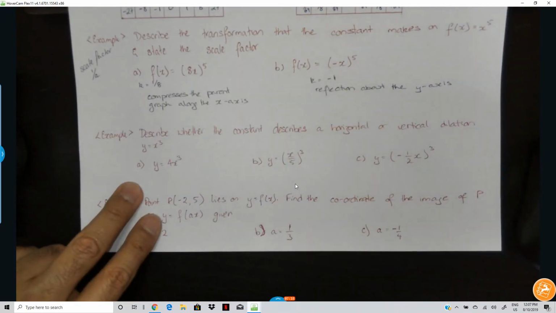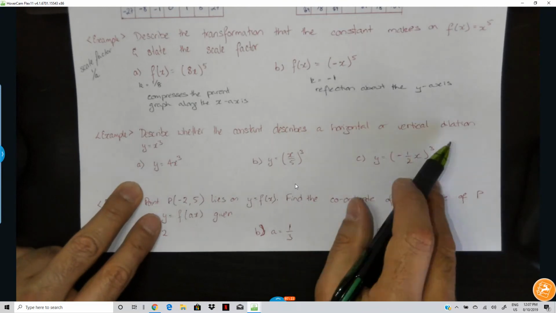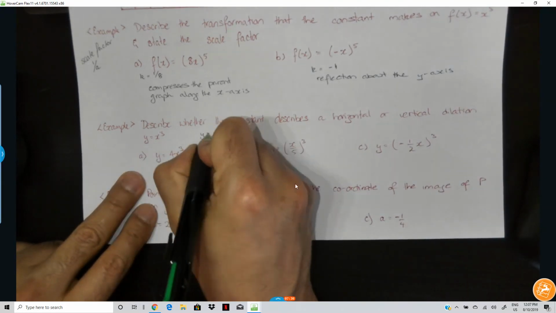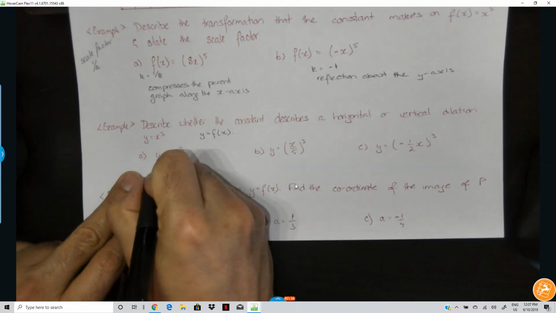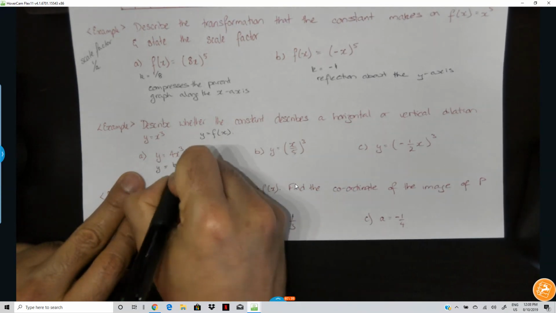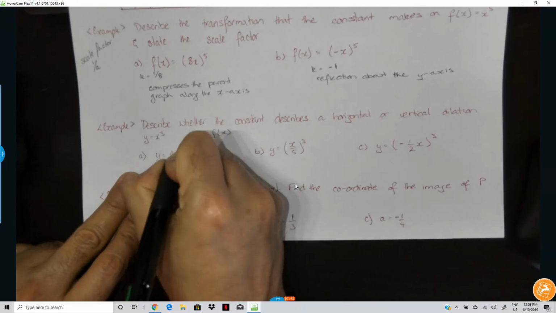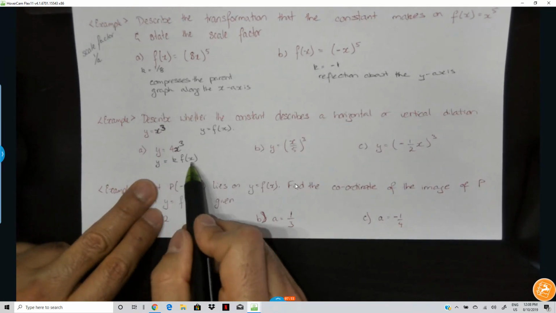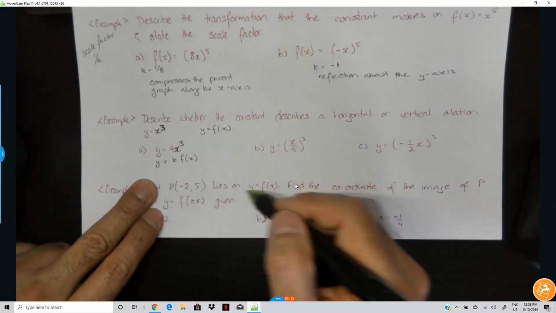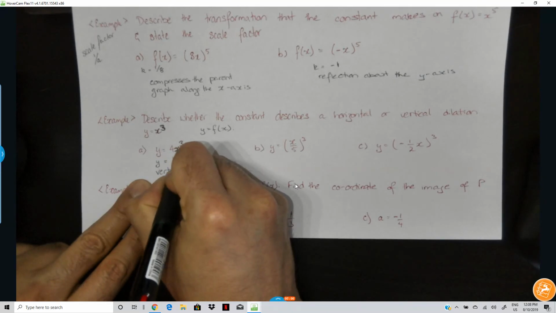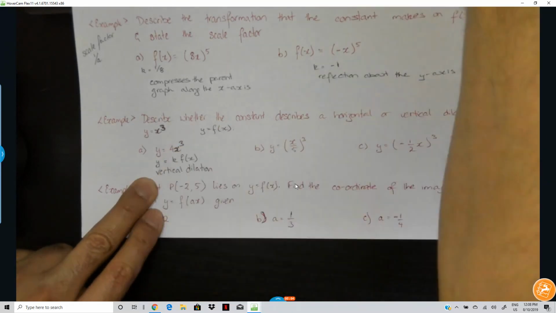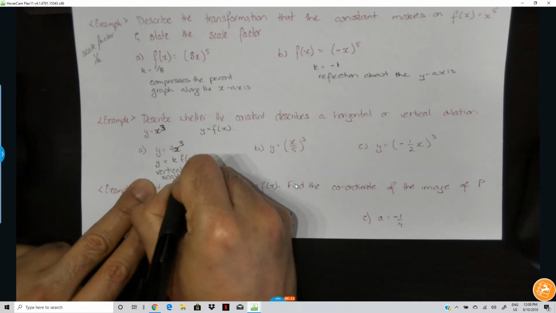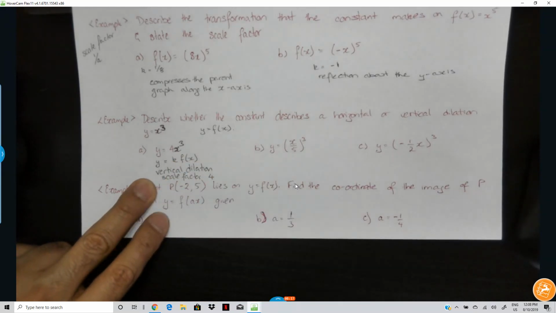Describe whether the constant describes a horizontal or vertical dilation. So here, there's your function y equals f of x. This is y equals k f of x, because there's your x cubed. Because the k is on the outside, this is going to be a vertical dilation, a stretch or shrink up and down the y-axis. And the scale factor would be 4.